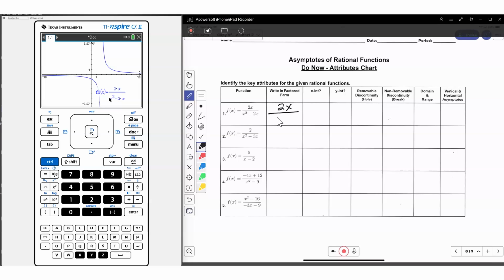So the numerator is 2x, and in the denominator, you can factor an x, so you have x minus 2. You notice automatically that you have an x here and an x here. You see how you have a common factor, so that means there's a hole.